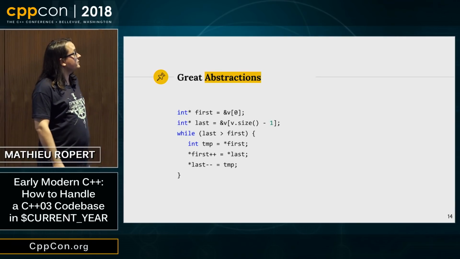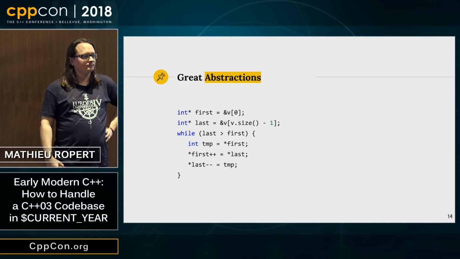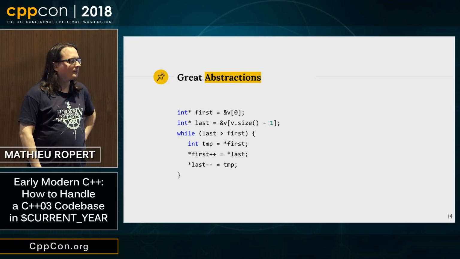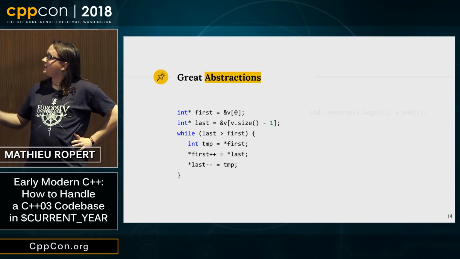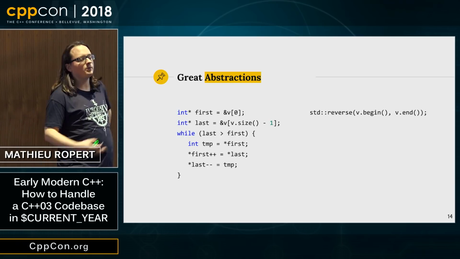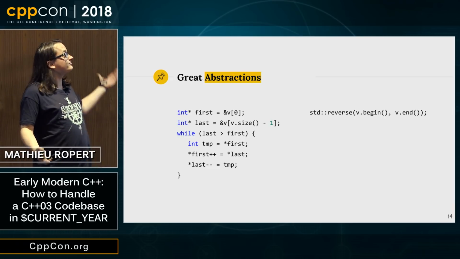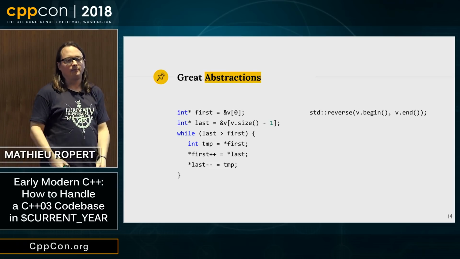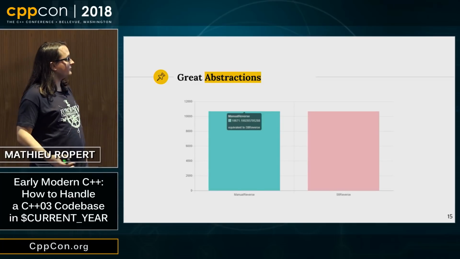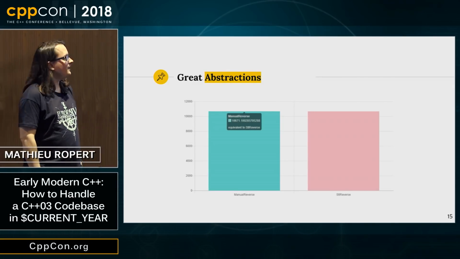So let's look at this code. Can anyone tell me what it does? Anyone? Reverse, exactly. It's a manually coded reverse. Something that you could probably find in an old C or C++ code base somewhere. That's basically the classic idiomatic way of writing reverse. And it even has the same performance as the one you would use from the STL if you prefer to write it manually.